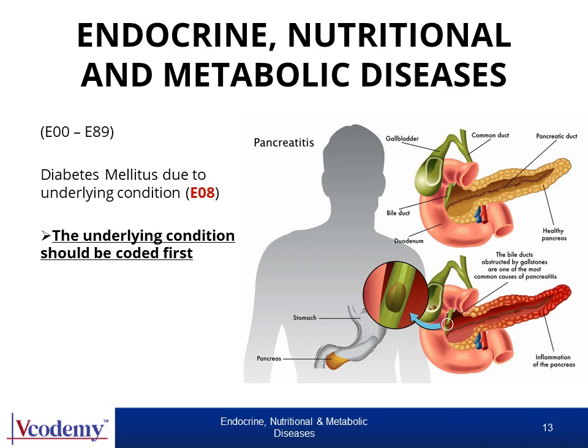So diabetes mellitus due to an underlying condition with other diabetic kidney complication will be coded as E08.29. The underlying condition should be coded first as the principal diagnosis, followed by the type of DM.